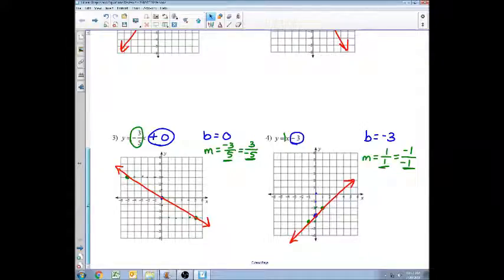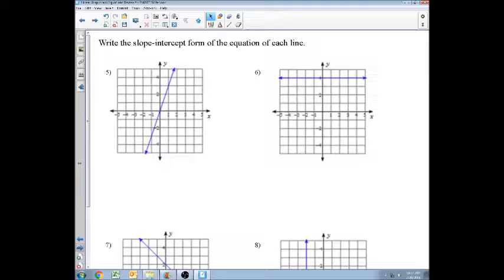The next thing we're going to look at is actually writing the equation based off of the graphed line. If you did not understand this part at this point, I would go back and try to rewatch the video. If you still do not understand, you can always ask and I will help you in class.